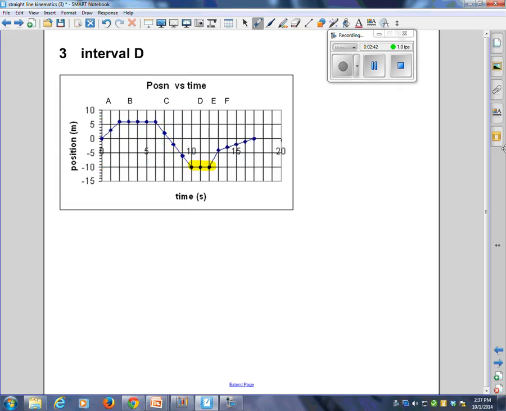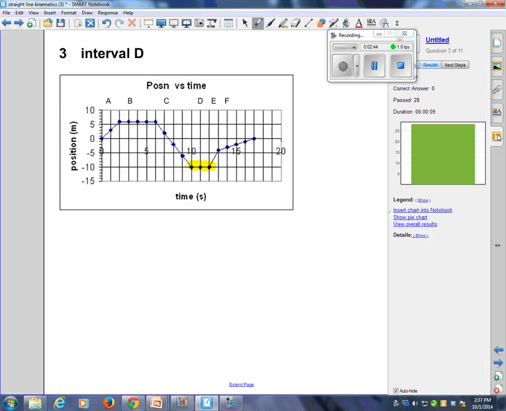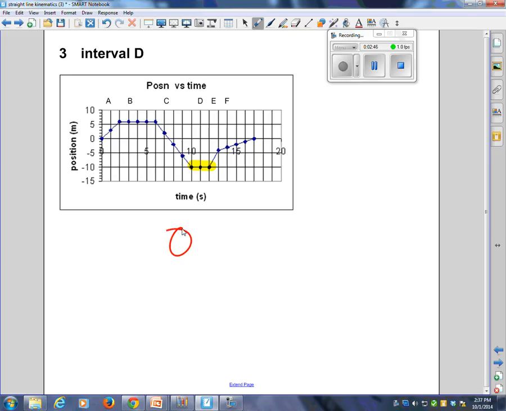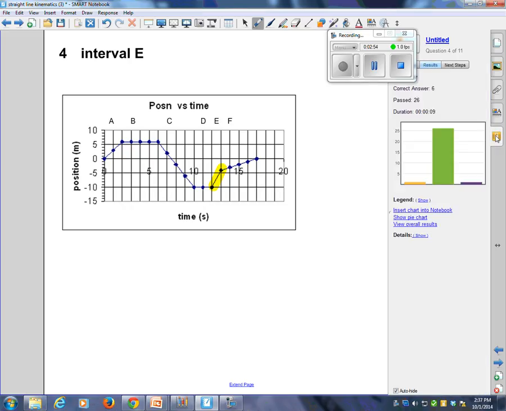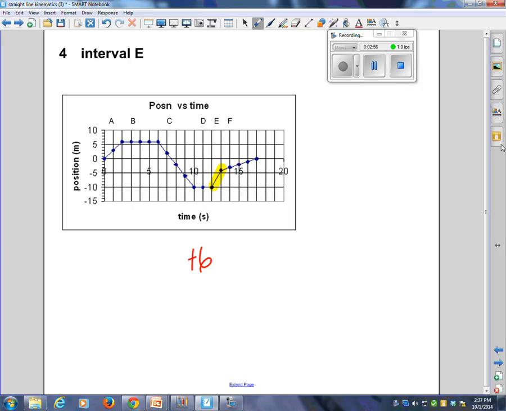Interval D, it's flat. Everyone said 0. Interval 4, it's up, so the displacement has to be some positive value. The correct answer is plus 6. How did we get that? The final position is minus 4. The initial position is minus 10. So I have to subtract negative 10. Minus 4 subtract negative 10 is plus 6.